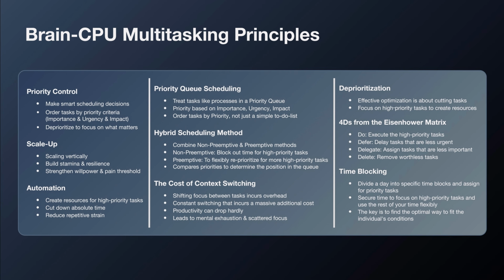Then there is the Eisenhower matrix, which provides a practical methodology beyond deprioritization. You effectively classify and organize all tasks into four categories: do, defer, delegate, and delete.